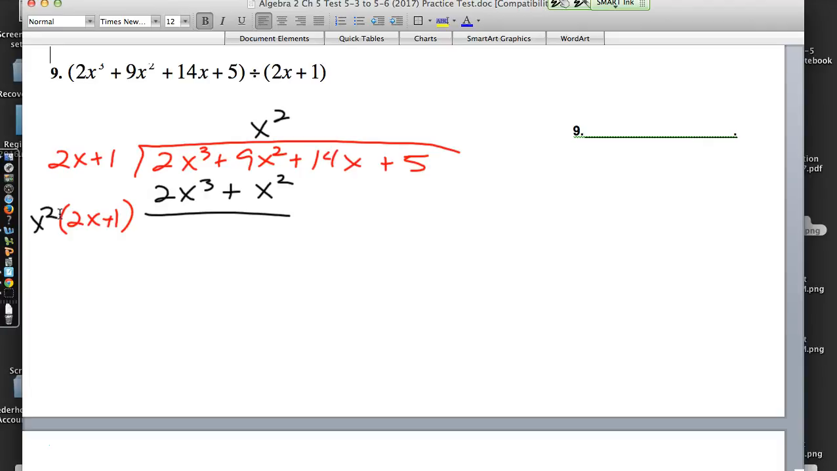Well, then what do? Yeah, so changing the signs and adding usually makes that easier. 2x cubed minus 2x cubed is gone. That's exactly what we wanted to happen. This would give us 8x squared. Then what? Bring down that next term and start over.